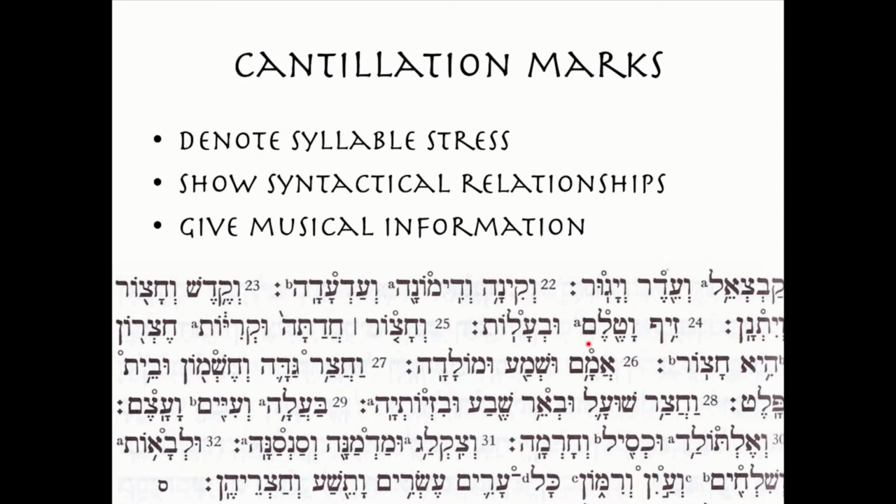So in Genesis 1, you would sing "Bereshit bara Elohim et hashamayim ve'et haaretz." And those cantillation marks tell you where you should put the stress and what notes you should sing based on those marks.